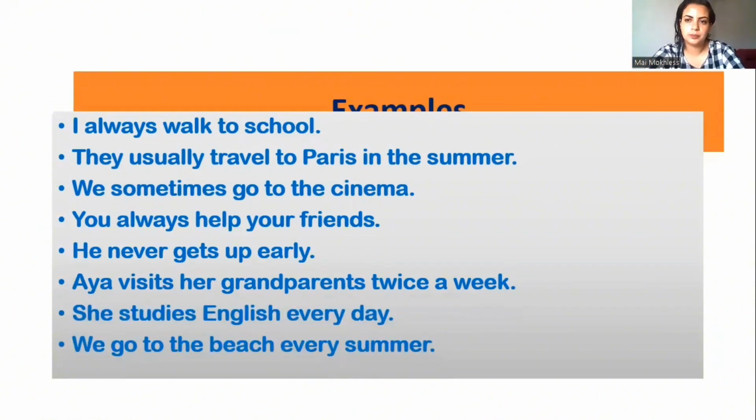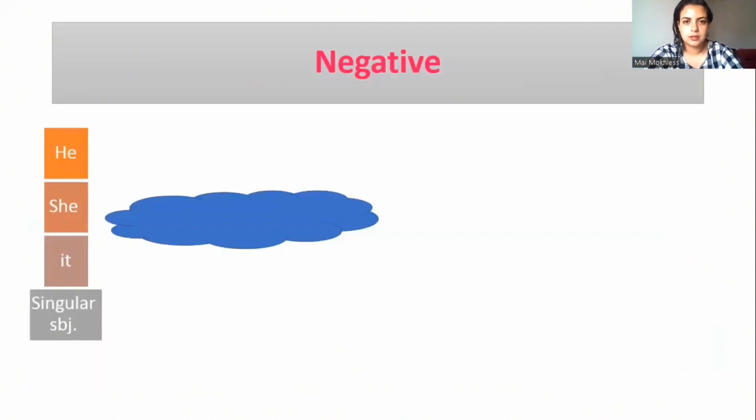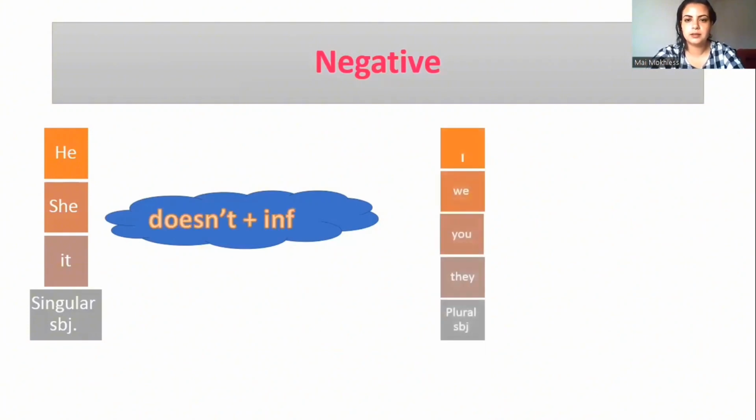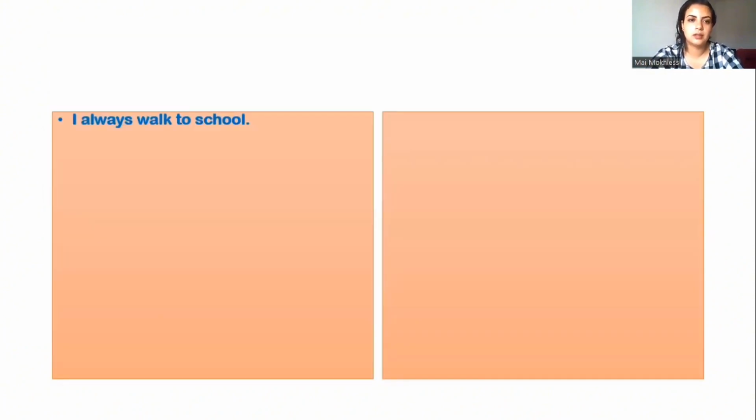So how do we put these sentences in negative? In order to make a negative sentence in the present simple tense, if the sentence starts with he, she, it, or a singular subject, we use doesn't plus the infinitive form of the verb. And if the sentence starts with I, we, you, they, or a plural subject, we use don't plus the infinitive form of the verb. So let's try it. I always walk to school. How do we put this sentence in negative? It goes with don't. So we say, I don't walk to school.